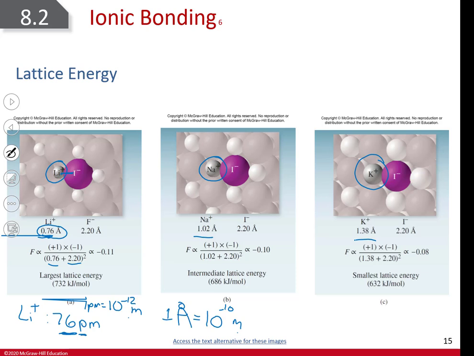Picture magnets, think of the force between them. The further away the magnets are, what happens to the force of attraction between them? It decreases. So that's Coulomb's law. So as we increase the size of our ionic radius, our distance will increase, therefore our lattice energy will get smaller. So when the charges are the same, the bigger ionic radius equals a smaller lattice energy.